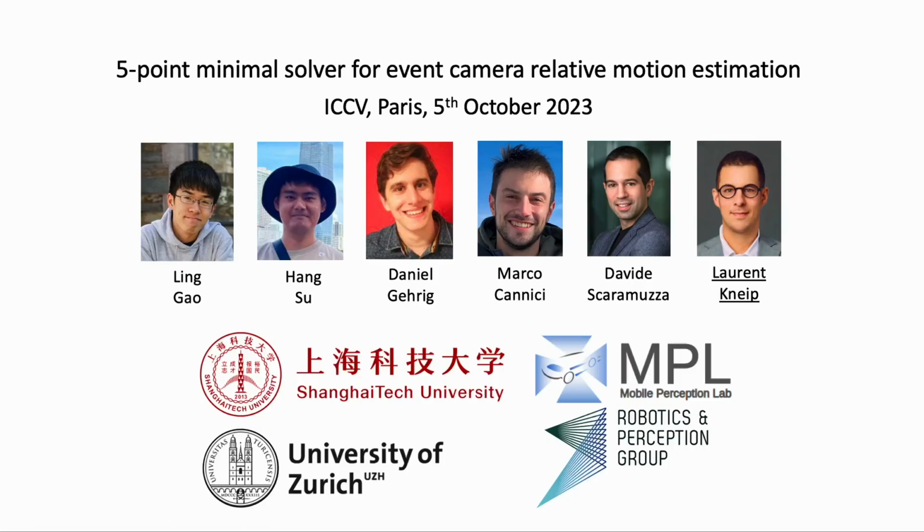Hi, my name is Laurent Kneip, and it is my great honor to present you our new 5-point minimal solver for event camera relative motion estimation. This is joint work between my lab, the Mobile Perception Lab at Shanghai Tech University, as well as the Robotics and Perception Group at the University of Zurich.